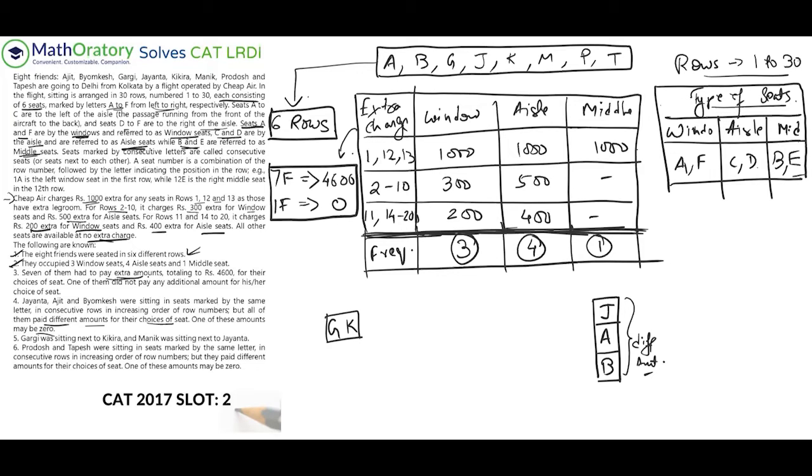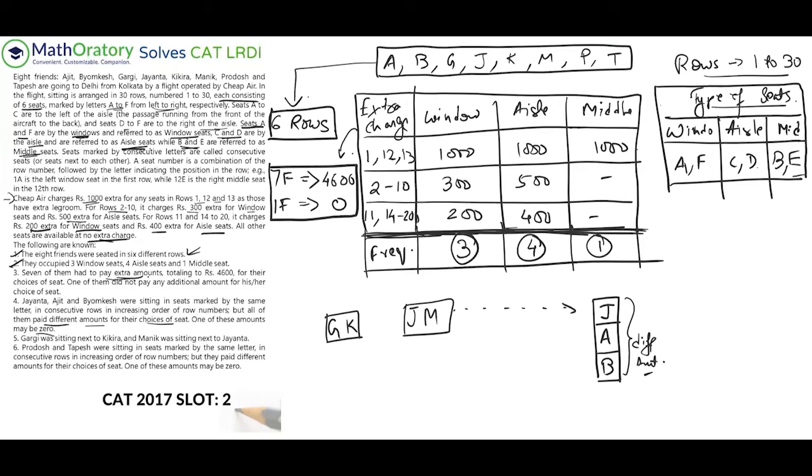Okay, so let's not worry about that as of now. Also, that Manik was sitting next to Jayant. So J and M are also together. But this J information, I mean, this is J and this is also J, right? So let me keep a note of that in some way. So I'm just marking this.